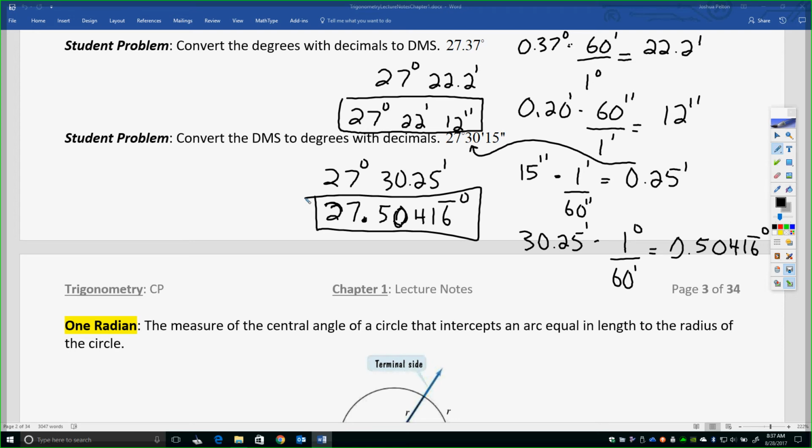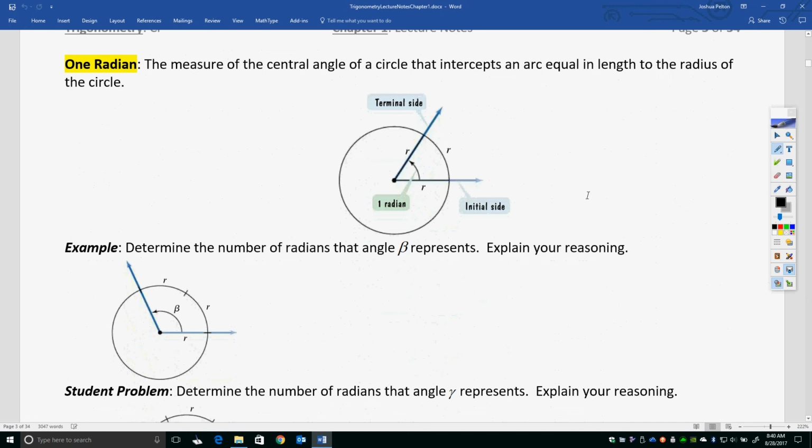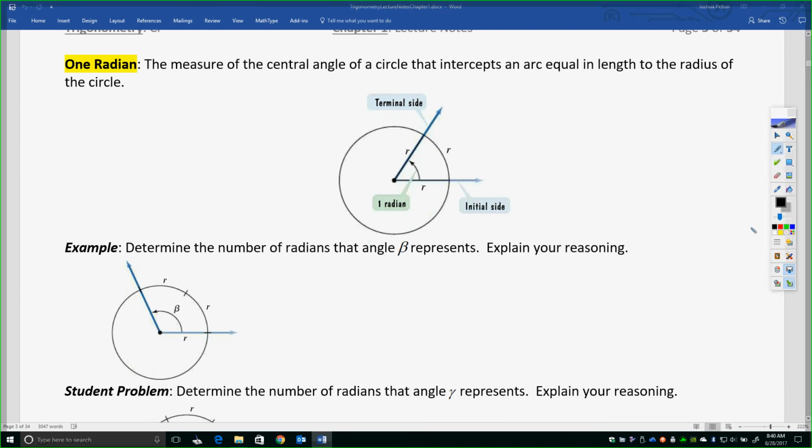Alright, let's go to page 3. Okay, so you worked with pi a lot in geometry, which we're going to here, and we're going to be using a lot of things called a radian measure. So a radian is the measure of the central angle of a circle, specifically. And basically it has to do with the arc and the radius of the circle. So basically, when the arc length is equal to the radius, you have 1 radian.